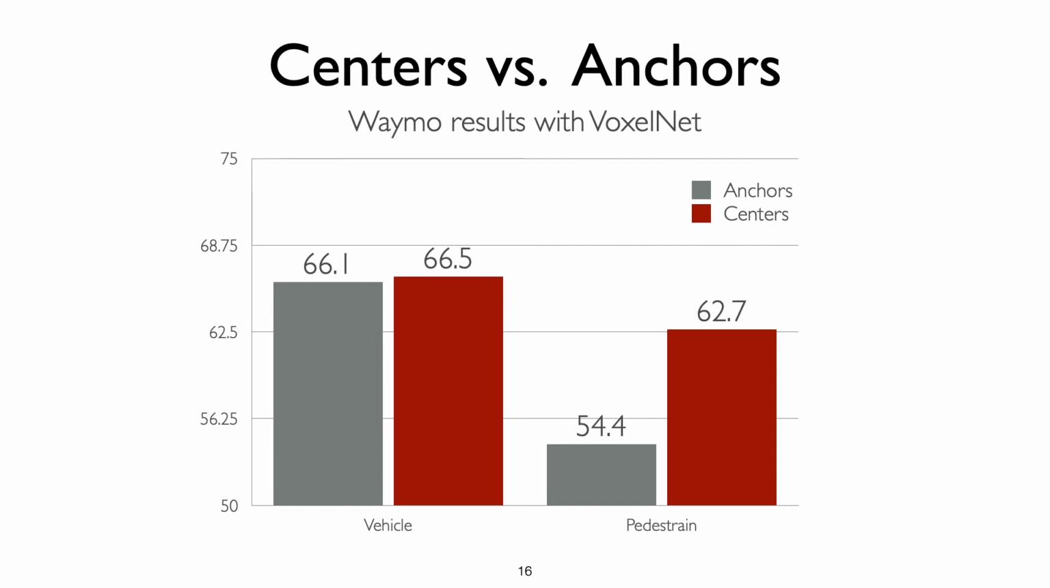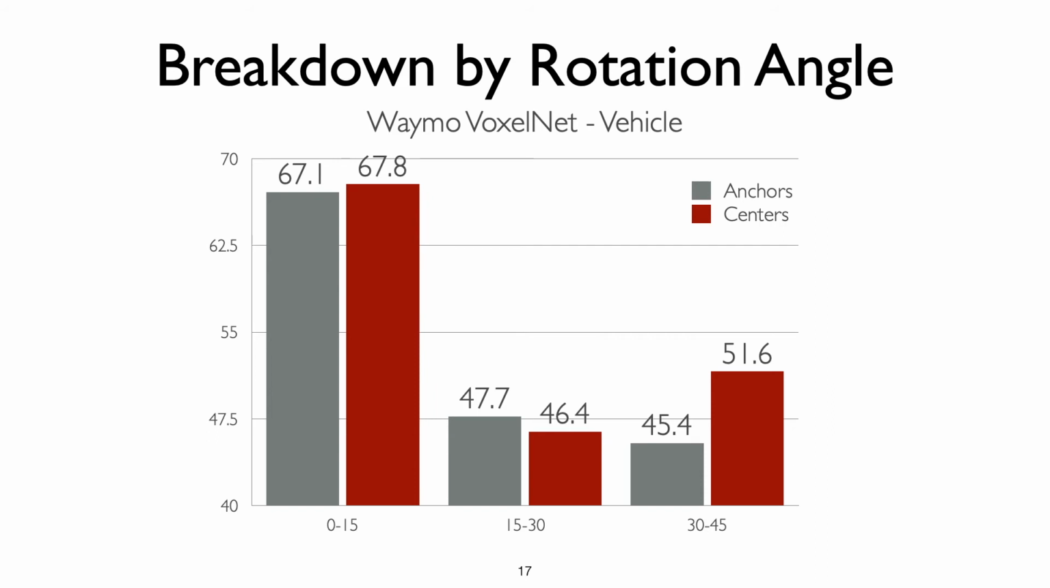Now let's look at the improvement for vehicles in a bit more detail. First, we'll break it down by rotation angle. If the output is oriented almost perfectly with the anchor box, meaning 0 to 15 or 15 to 30 degrees, there's really not much a center-based detector will give you. However, for outputs that are oriented at a 45-degree angle, which is the last column here, it can give you an up to 6 mAP boost by just replacing the standard anchors with center points.